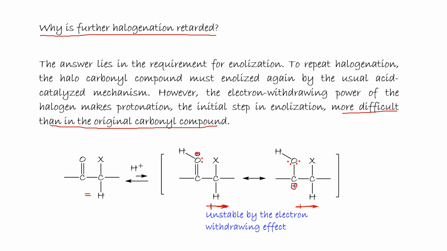Remember that we have an anion intermediate in the base catalyzed halogenation, and the electron withdrawing effect of the halogen X will enhance the stability. But in this case, because we have a positively charged intermediate, it will be unstable by the electron withdrawing effect of the halogen.